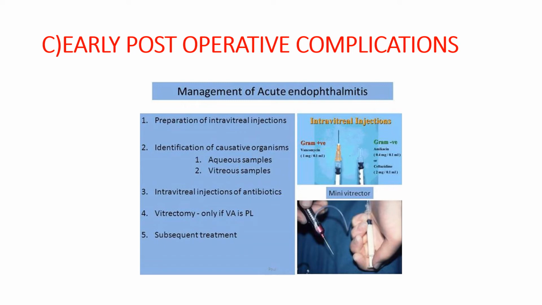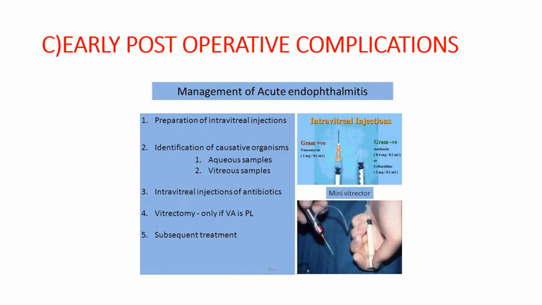So if there's a case of endophthalmitis, we have to take a vitreous tap and aqueous samples for culture and sensitivity. We go through the pars plana area, and we take the vitreous sample, and we also collect the aqueous sample and send it for bacteriological examination.